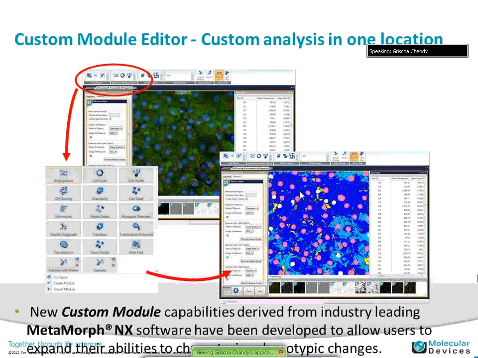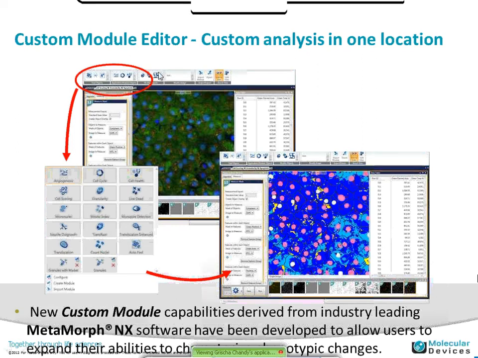New also to MetaXpress is our custom module editor, which now allows you to develop custom analysis in one location. This tool comes to us from MetaMorph NX, and what you're seeing here is the ability to identify your objects, create this with a number of step cards, and see the steps that you're doing through image processing on the bottom right, and your mask is shown all in one window.